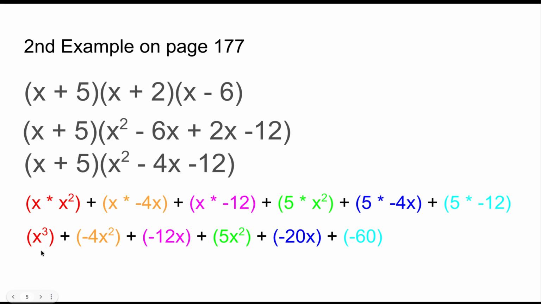So we're going to combine our like terms. X cubed. Are there any other cubed x's to add? No, so that one's going to stay just the way it is. Let's look at our x squared. We have positive 5 and a negative 4, which will make it just a positive 1x squared. We have negative 12x and negative 20x, which will combine to negative 32x. And we have a negative 60. That is all by itself, so it'll stay. This is your final answer after you've combined your like terms: x cubed plus x squared minus 32x minus 60.